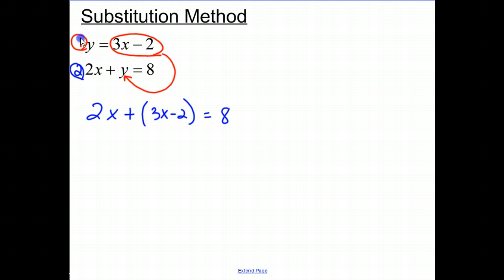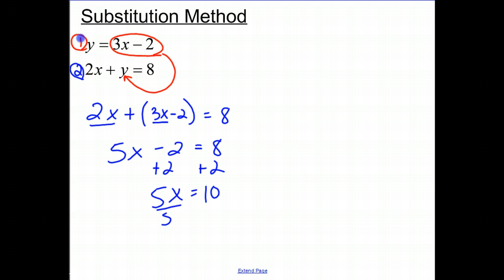Now we simplify. We add our like terms, so I have a 2x and a 3x. That gives me a 5x. Then I have minus 2 equals 8. From here we add 2 and divide by 5, leaving our x equal to 2.